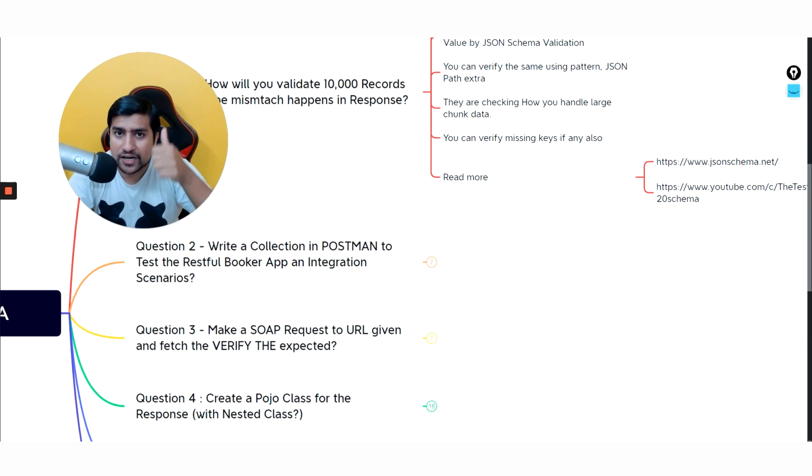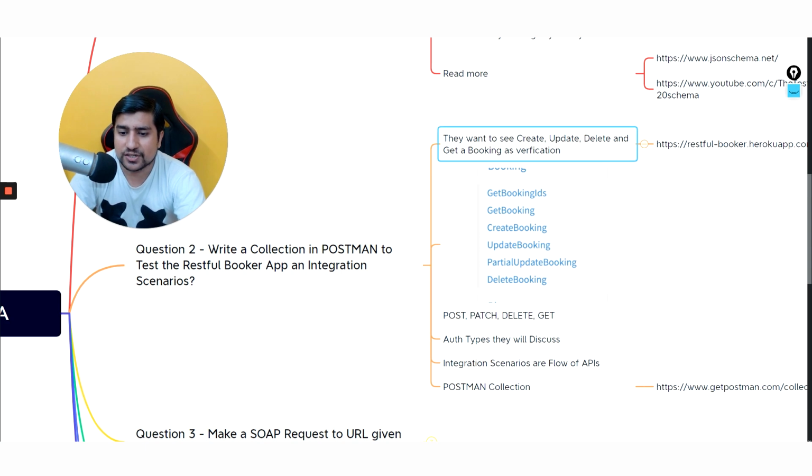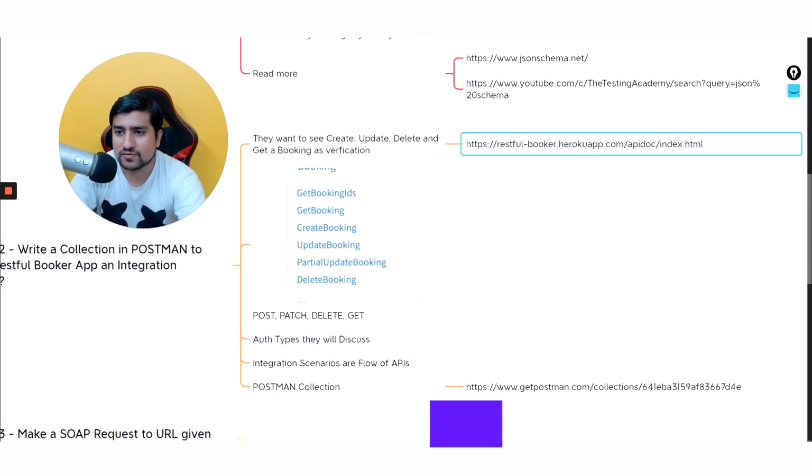Whenever you want to validate a data type, pattern, minimum, maximum numbers, you can use JSON schema in the API testing. Okay, so many times this is a very important question where you have to write something called a CRUD of an application. For example, there is this app which is called RESTful Booker.